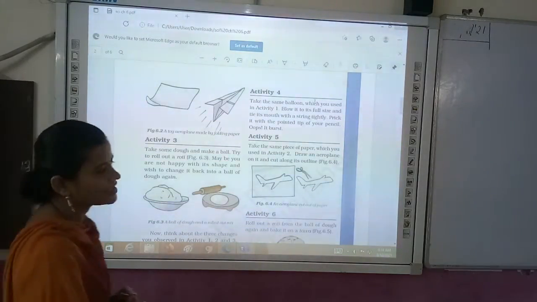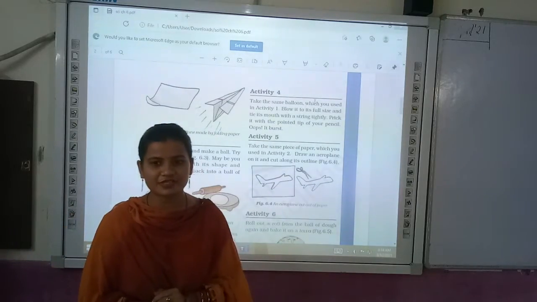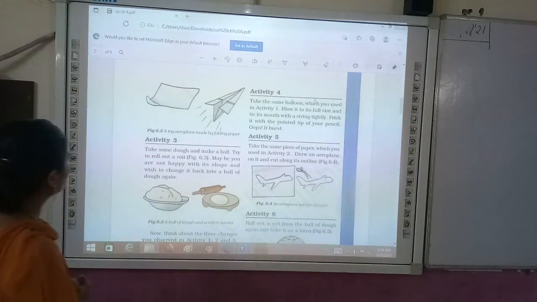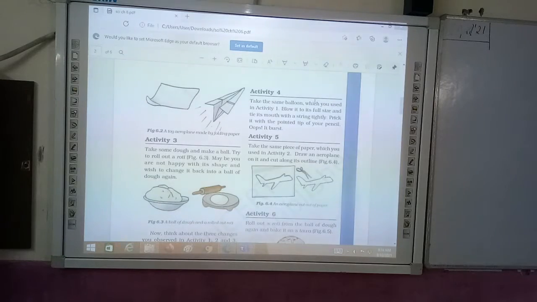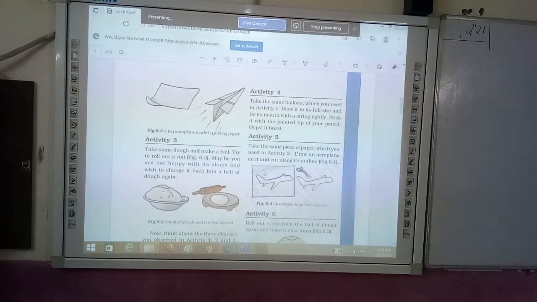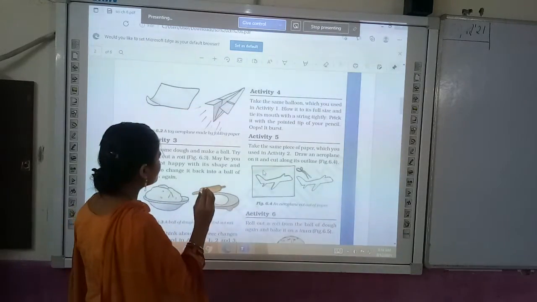Continue our chapter, that is chapter 6, Changes Around Us. Today we have to read what is given in activity 3. Activity 3 में क्या दिया है? Take some dough and make a ball. ठीक है, you have to take a dough. Dough means आटा, गूथा हुआ आटा. And make a ball. And you have to make a small ball.